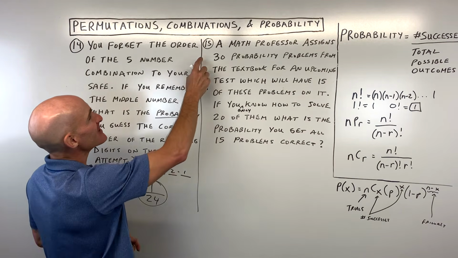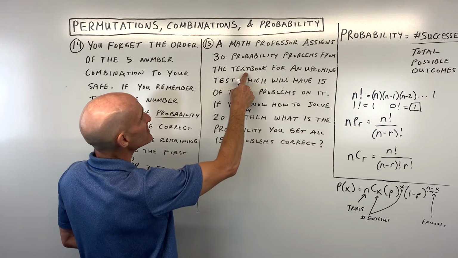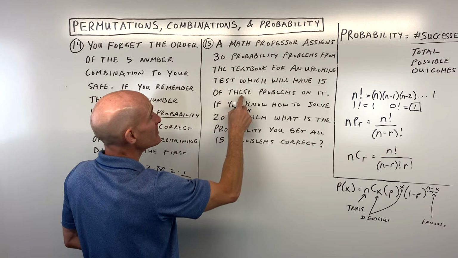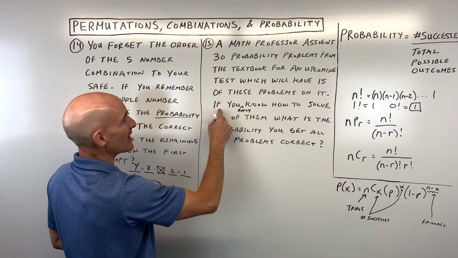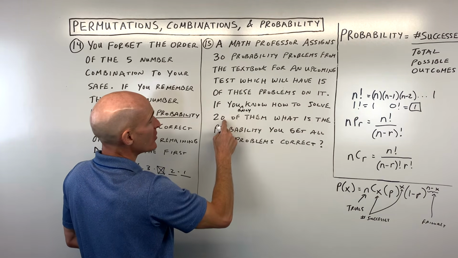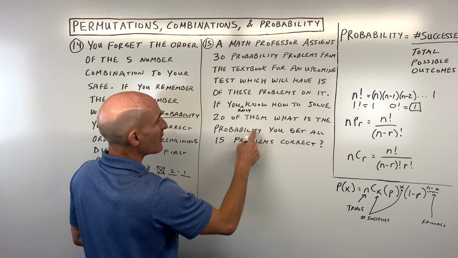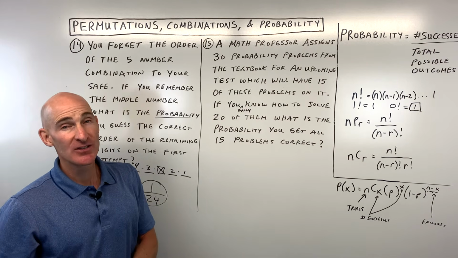Okay, so number 15: a math professor assigns 30 probability problems from the textbook for an upcoming test, which will have 15 of these problems on it. I should have written these exact problems on it. If you only know how to solve 20 of them, okay, 20 of the 30, what is the probability that you get all the 15 problems correct on this test? So what do you think about that one?